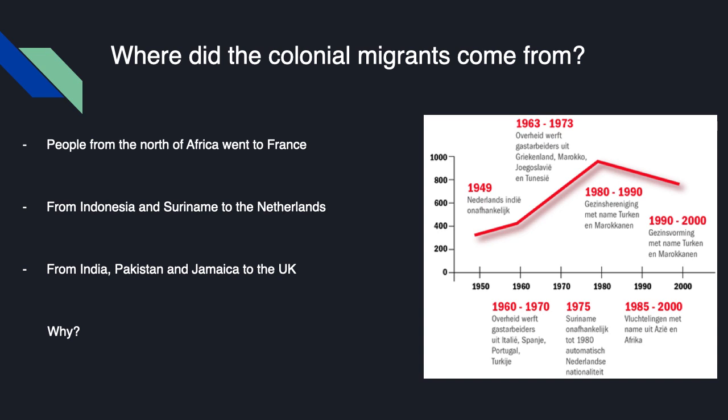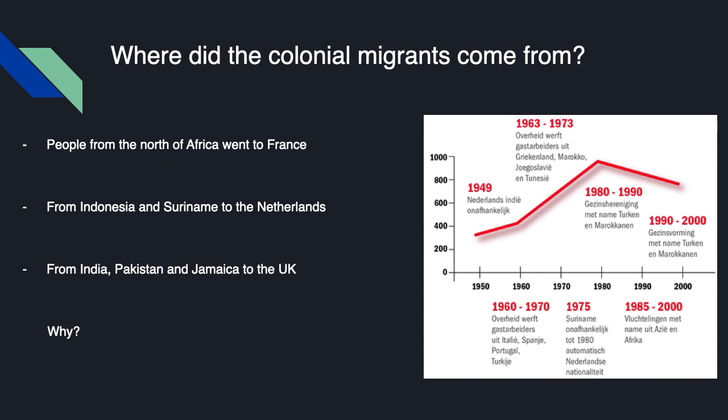Of course, there were a lot of countries in Europe which had colonies in the past. People from, for example, North Africa went to France because France had a lot of colonies in Africa. From Indonesia and Suriname, a lot of people came to the Netherlands, especially from Suriname in 1975, when Suriname became independent of the Netherlands, but a lot of people from Suriname wanted to live in the Netherlands because they had family over here. From India, Pakistan and Jamaica, a lot of people moved to the United Kingdom, of course, because the United Kingdom was the boss in India, Pakistan and Jamaica by that time.